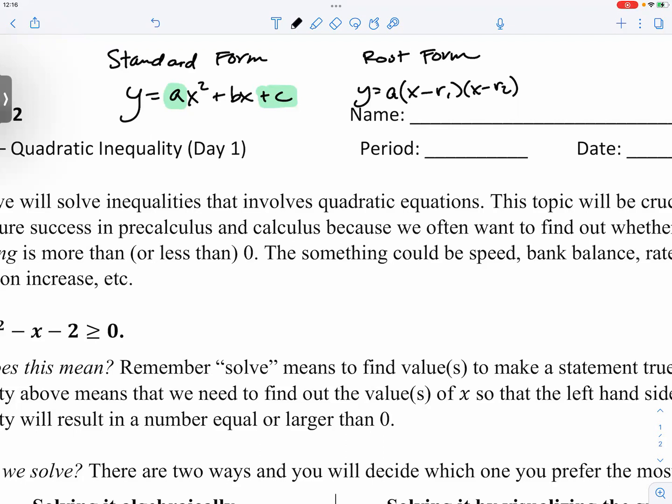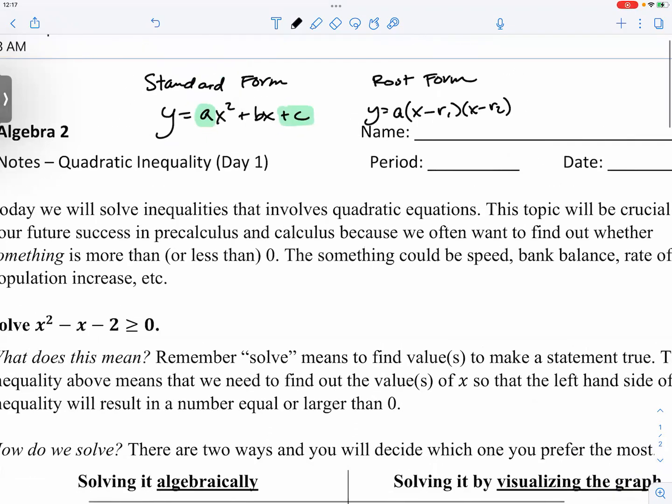Now you could use the roots to further the investigation of the vertex, because the vertex must be right in between the two roots, okay? So we have these two root forms.